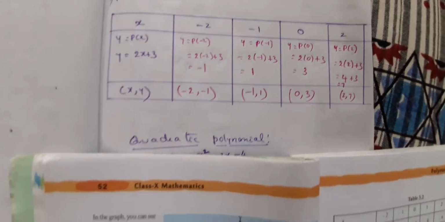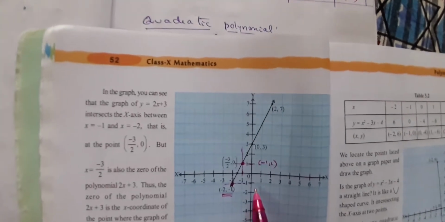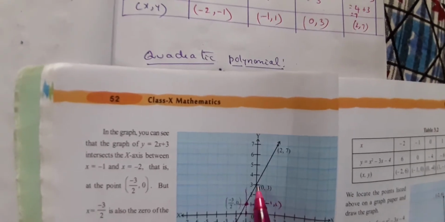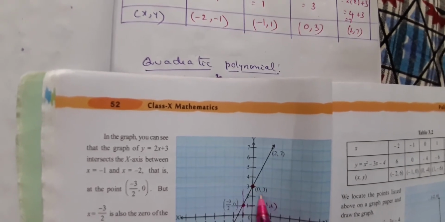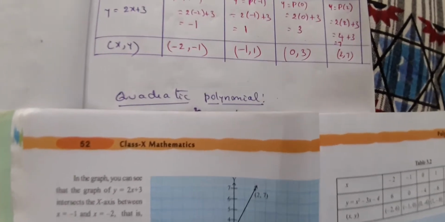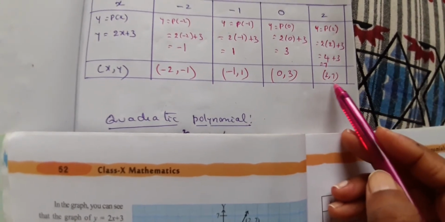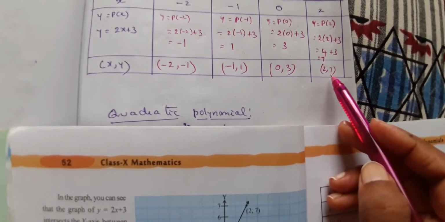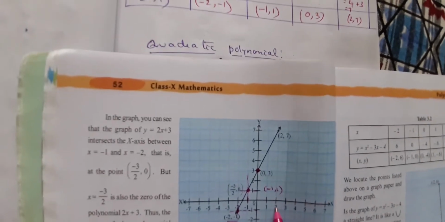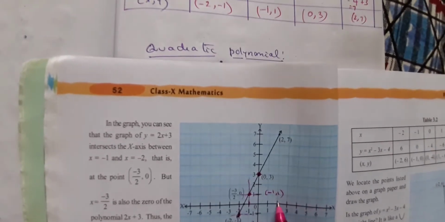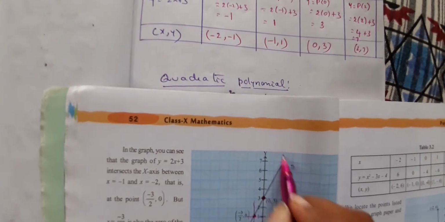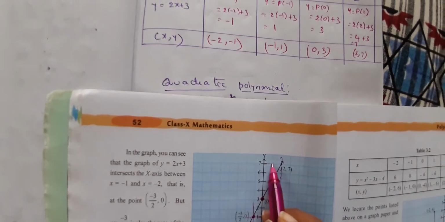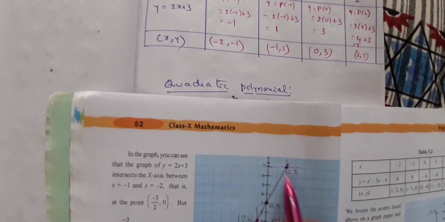Then what is the next point we have? 0 comma 3. That means x is 0, which means it lies on the y axis. Y is 3. So this is the 0 comma 3 point. And the next one we have is 2 comma 7. X value is 2, y value is 7, so on the positive axis both. Draw a dotted line. If you can't locate directly, then from the y-axis at 7 you draw the line. This is the point of intersection.